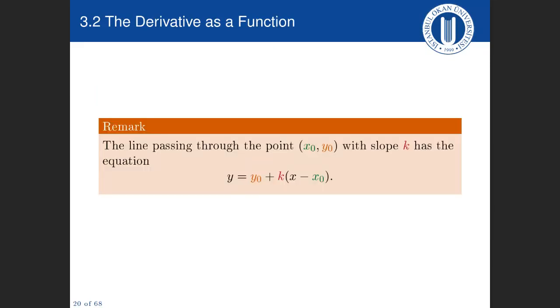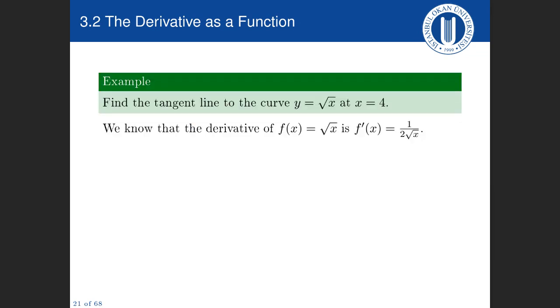Sometimes we're going to want to find the equation of a line which passes through a particular point and which has a particular slope. The line which passes through the point x0, y0, and which has slope k, has the equation y is equal to y0 plus k, x minus x0. I'm going to use this formula in the next example. Find the tangent line to the curve y is equal to the square root of x at x equal to 4.